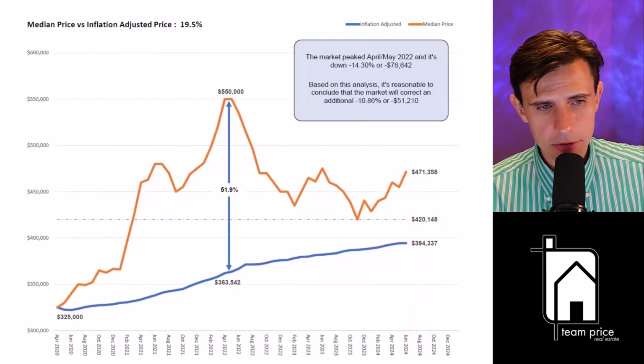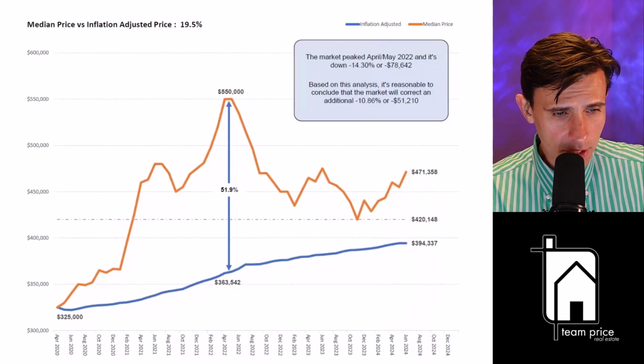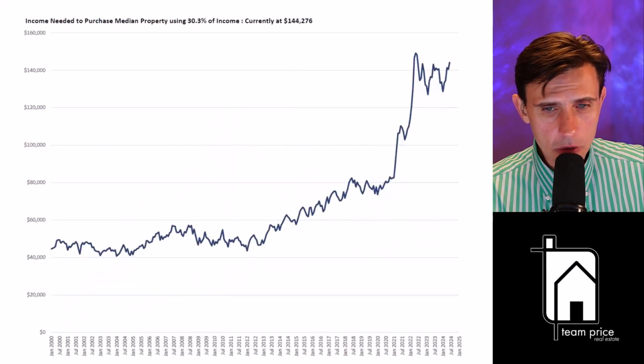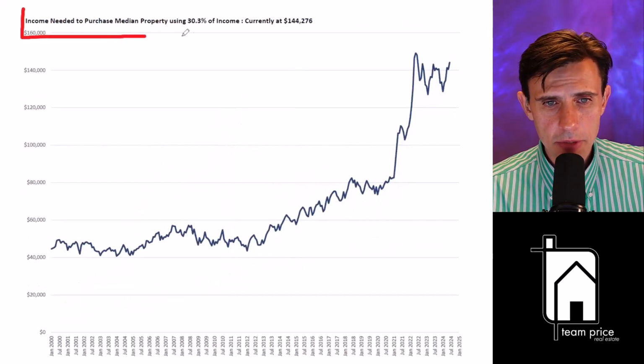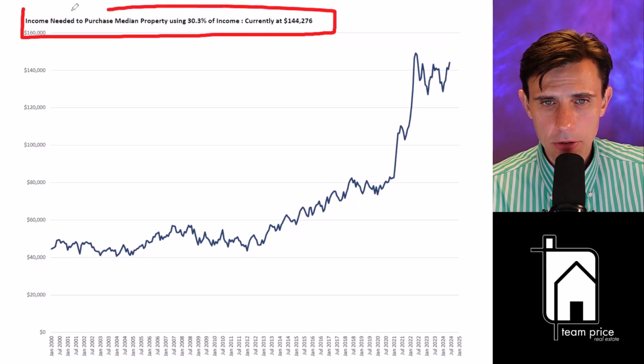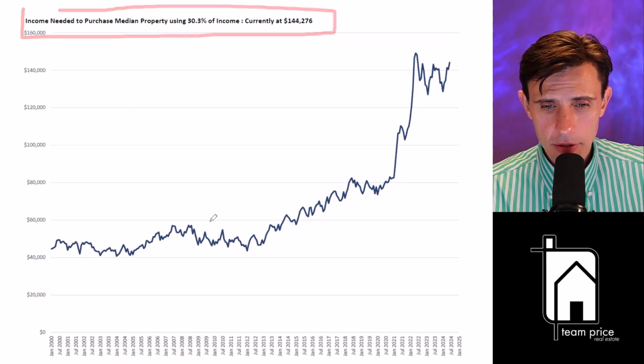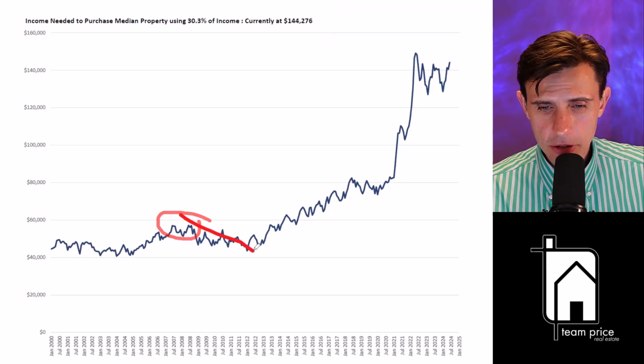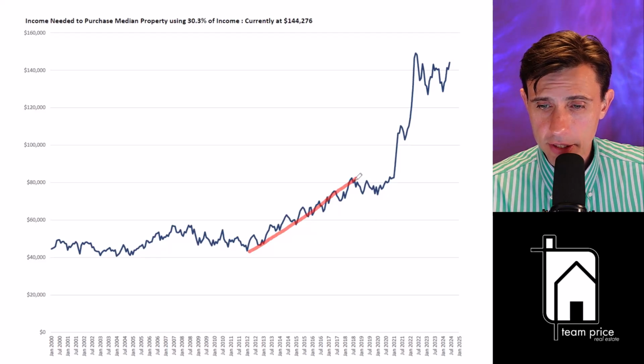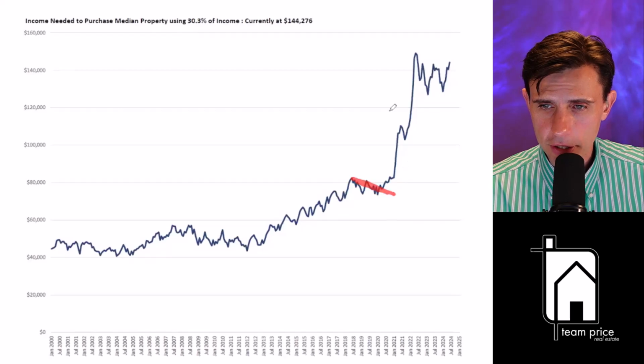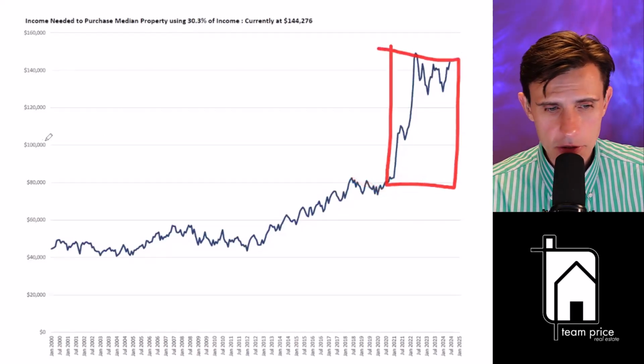Stuff like this happens all the time. You can see this by looking at this. This is the income needed to purchase the median property. This is where 2008 corrected down. The market did really well from 2012 all the way to 2019. We were in a slight correction pre-COVID. And then, of course, this is where we are right now.